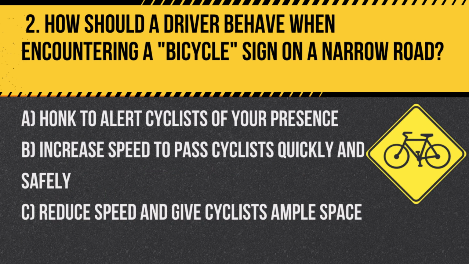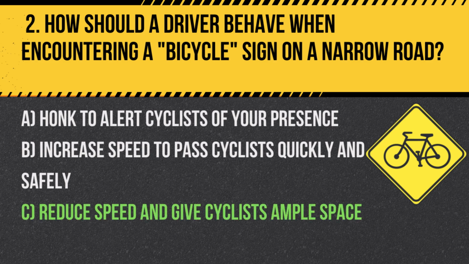Question 2. How should a driver behave when encountering a bicycle sign on a narrow road? A. Honk to alert cyclists of your presence. B. Increase speed to pass cyclists quickly and safely. C. Reduce speed and give cyclists ample space.